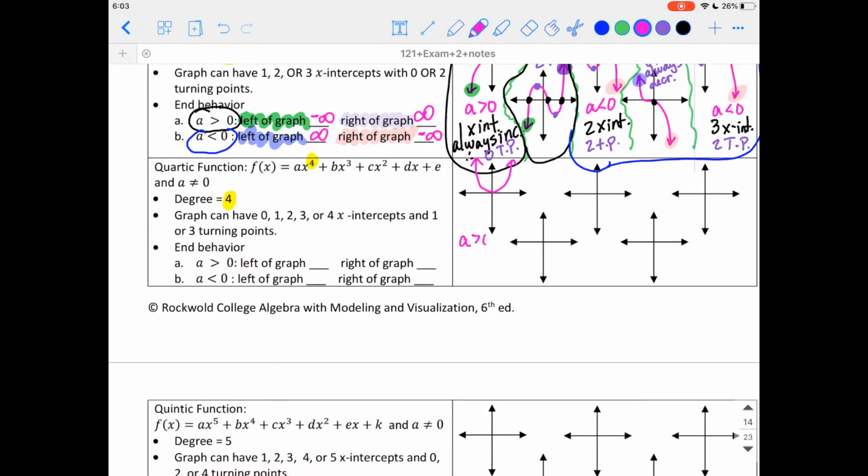So here my a is greater than 0. I have one x-intercept. And I have one turning point. It's the same one. Again, turning point is when it changes from increasing to decreasing. It's the hills and the valleys. So one turning point. We can have another kid here.